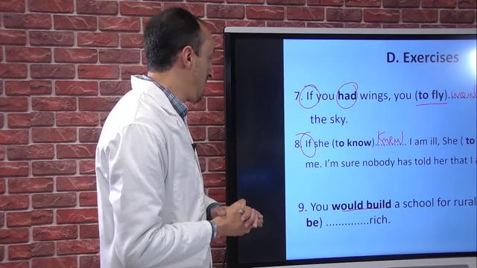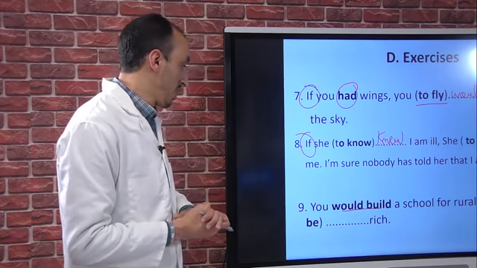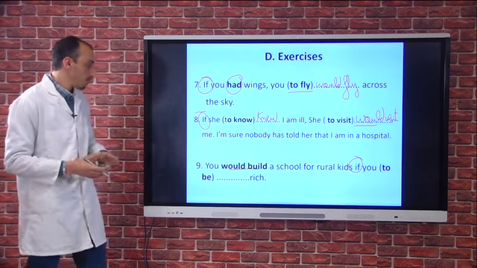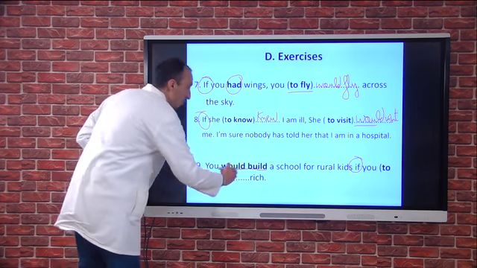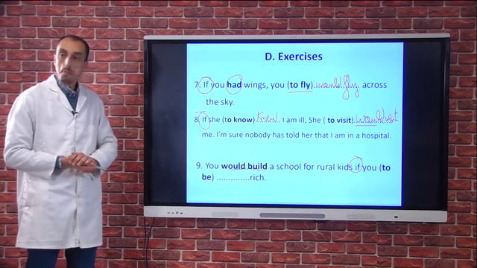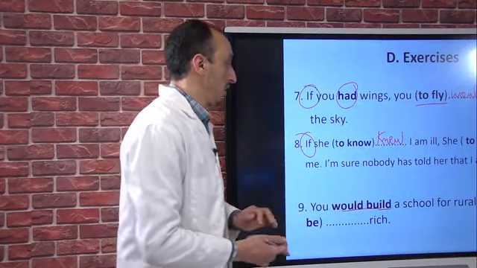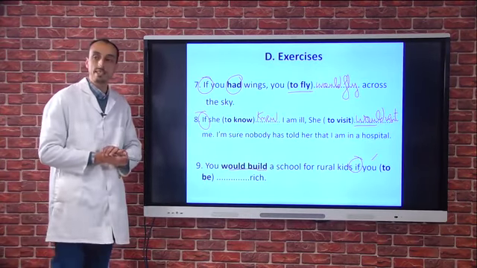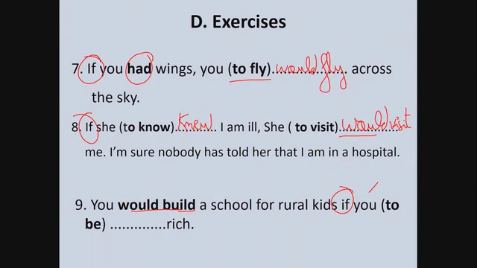Now, let's finish our exercise with number 9. You would build a school for rural kids. Here we have would. So we have to supply the verb in past simple. And look, pronoun you. So, the verb to be in past simple with the pronoun you. So in affirmative you use were. So you would build a school for rural kids if you were rich.